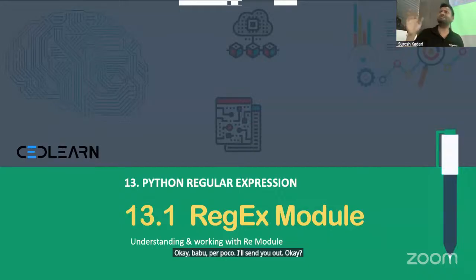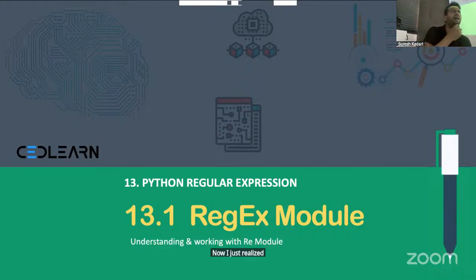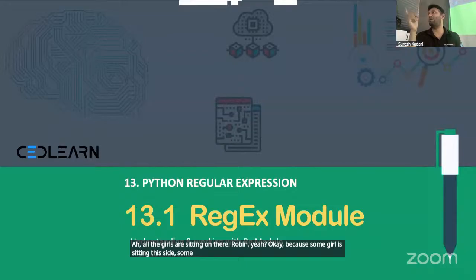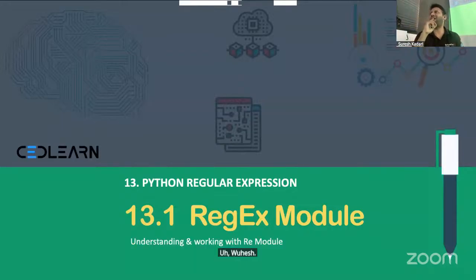So what is this? Why are all the girls sitting on one side and the boys on one side? Now I just realized. What is this stupidity? All the girls are sitting on one side. Some girls are sitting this side, some boys are sitting there. Boys on one side, girls on the other side, not acceptable. Sit wherever you want. You understood that?